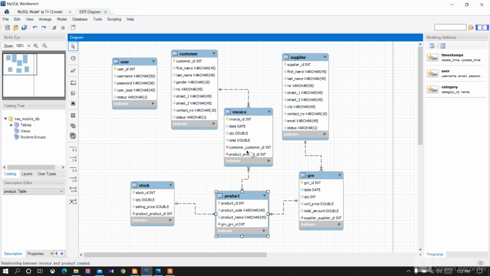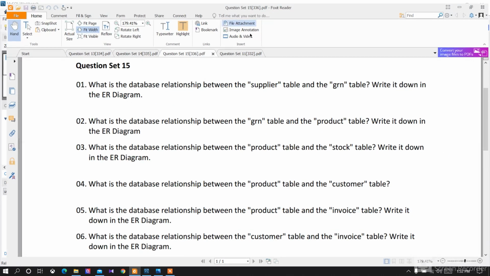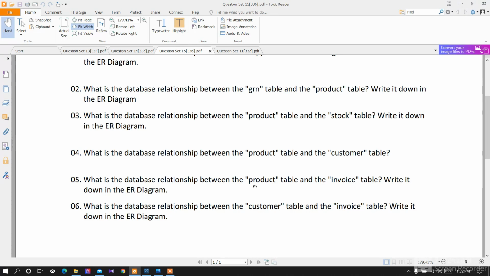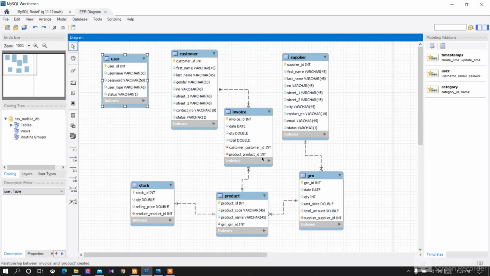So likewise, the relationships are in here like this. There will be no relationship between customer and user, because the questions only ask to create those relationships. So that is for the question 15.